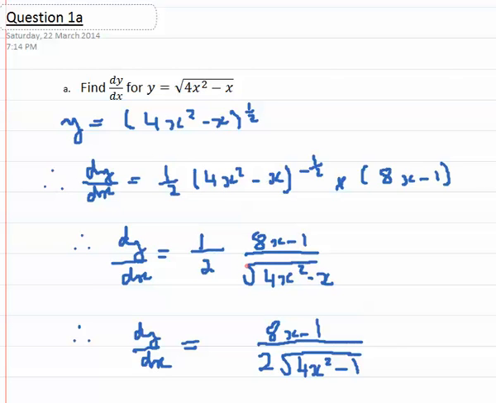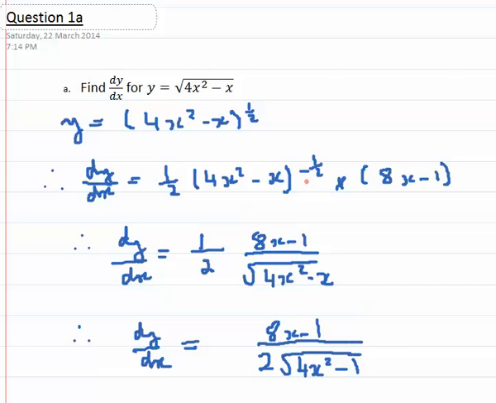That's the calculus done. Be careful of these fractions a bit. That 2 goes underneath, so we can really isolate this half. That's what I like to do. Take it out the front, and then we realise that this is upstairs. It's times 8x minus 1. So that goes upstairs, and underneath we get the square root of 4x squared minus x.